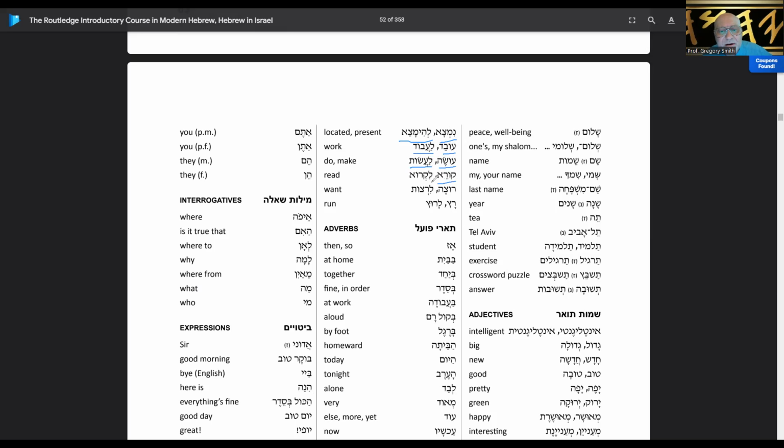Kore is read, likro, to read. Rotse or lirtzot, want or to want. Rats, larutz, run or to run.